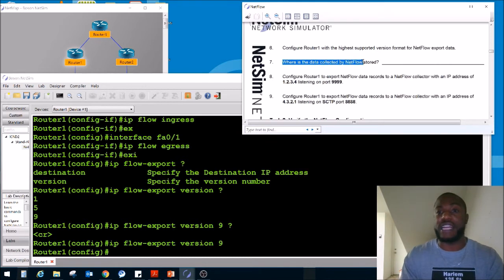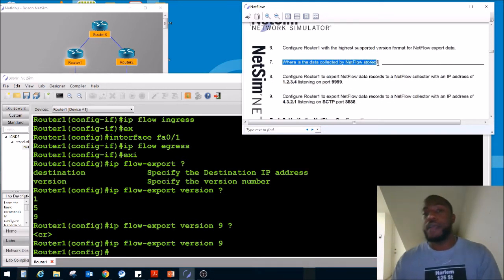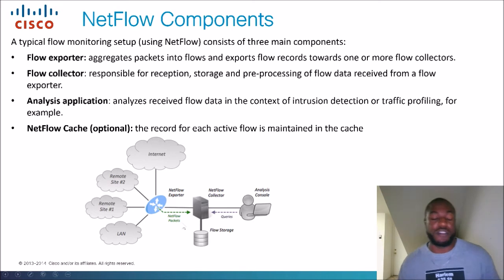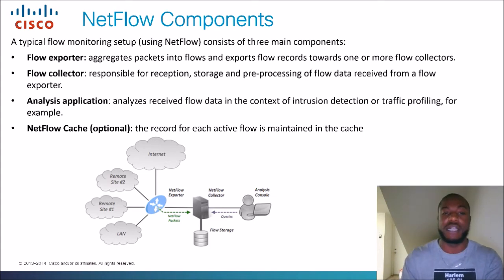Question 7, where is the data collected by NetFlow stored? We said it's going to be stored by the collector. It's responsible for reception, storage, and pre-processing of flow data received from a flow exporter. So this guy's the flow exporter, and this guy is the collector. I don't know if we have a collector on this lab here. I have done it, but I don't remember. Let's see what the collector is. I don't even think we got a collector in this topology here.